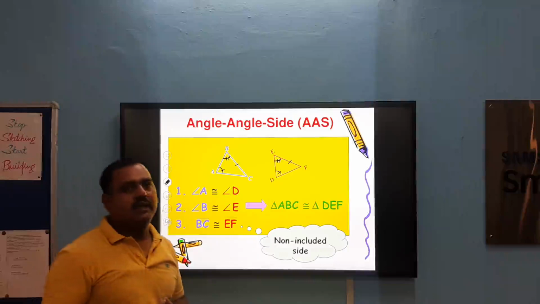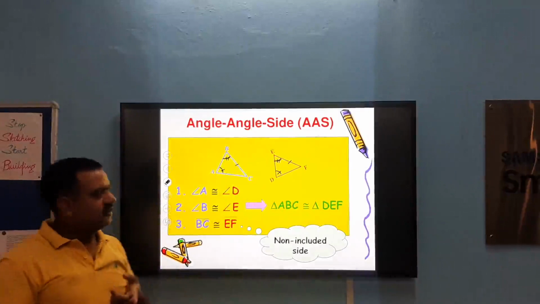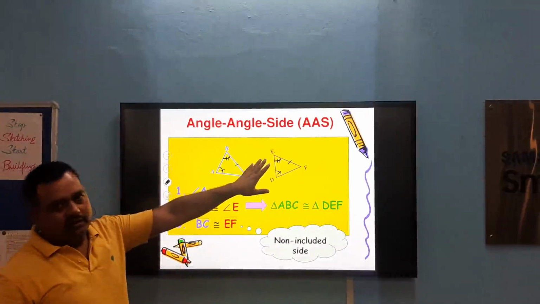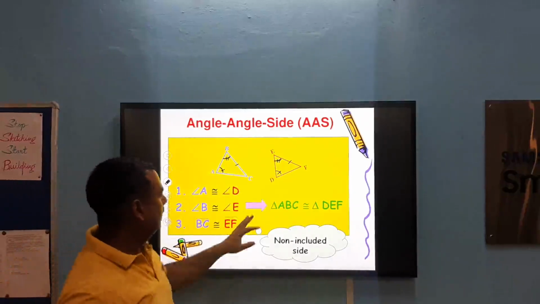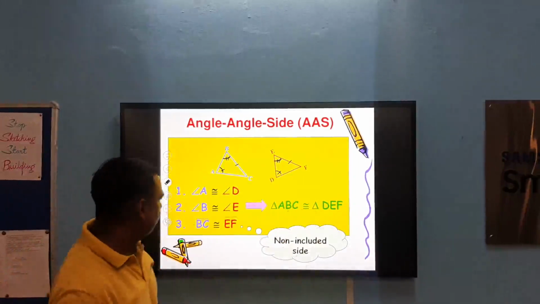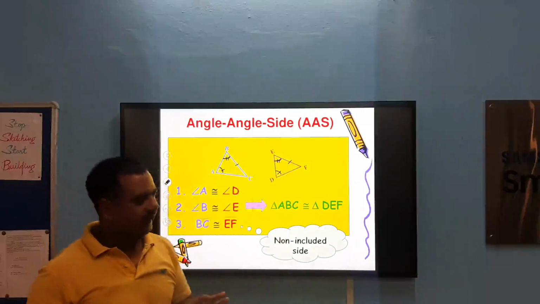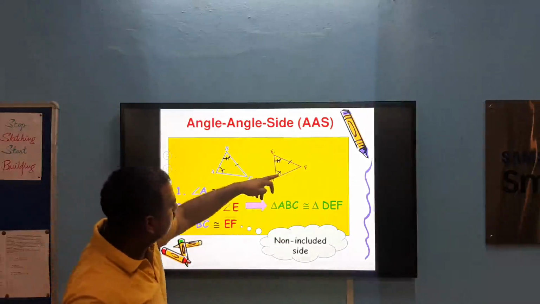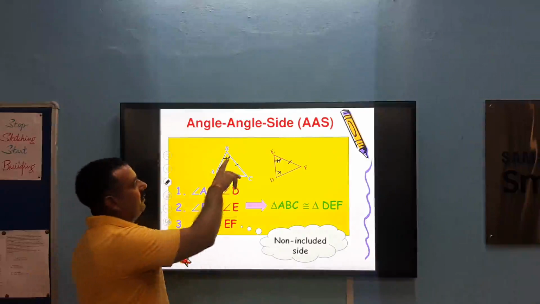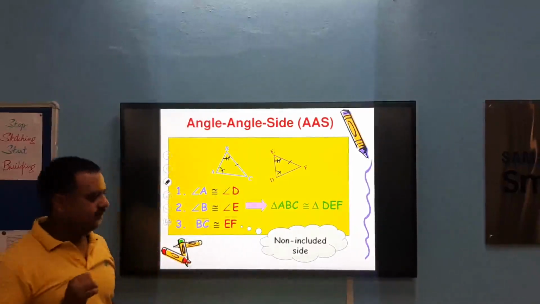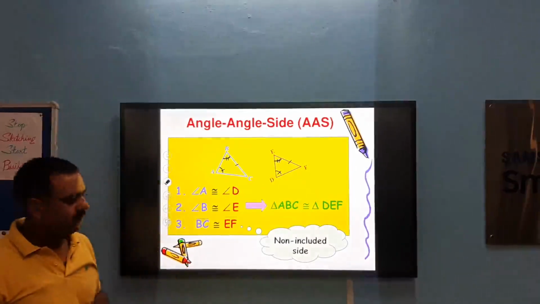Now another criteria is angle, angle, side. Here we can see that the side is not included, just like the previous congruency criteria, but still the triangles are congruent to each other. We take two triangles, triangle ABC and triangle DEF. In these triangles, angle A corresponds to angle D, angle B corresponds to angle E. These two angles are equal, and side BC is equal to side EF. But still using the criteria angle, angle, side, these triangles are congruent.